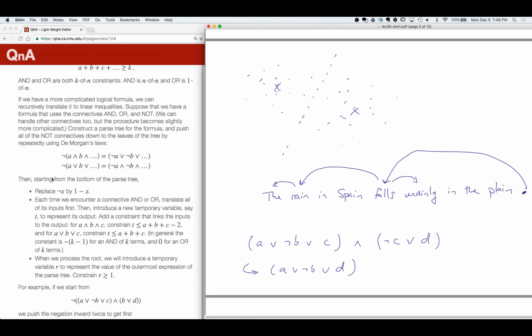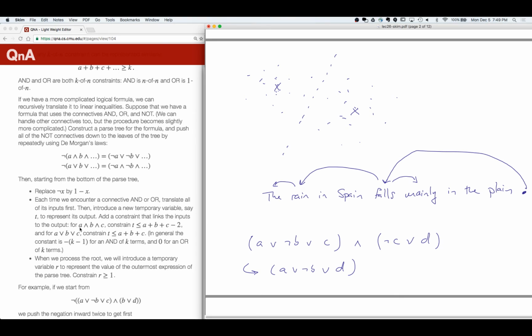Then at the bottom of the tree, for every variable, you either keep it. So if it's x, you put the variable x in your problem, or if it's negated, you put 1 minus x in your problem. And then every time you encounter a connective, so the only ones that are left are and, or, you do all of the children first, and then you'll introduce a new temporary variable, call it t, to represent the output of your new connective. And you'll add a constraint that links the inputs of the connective to its outputs.